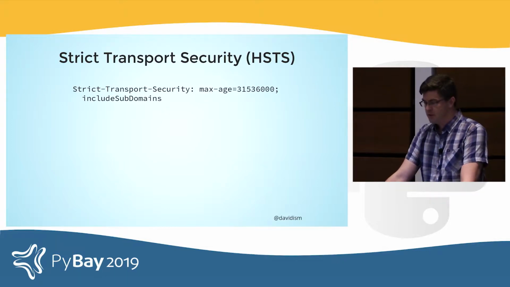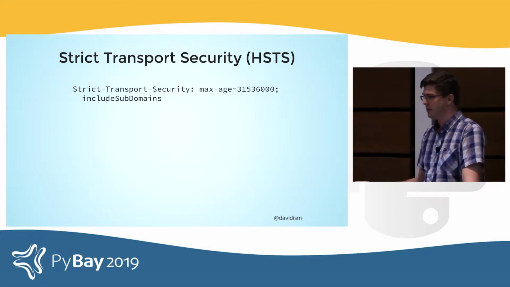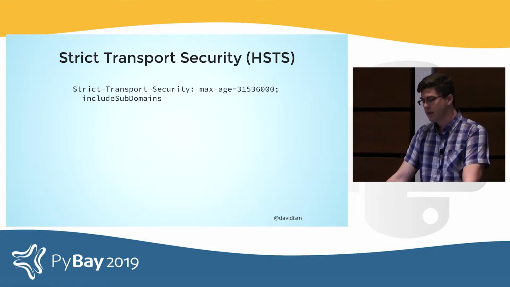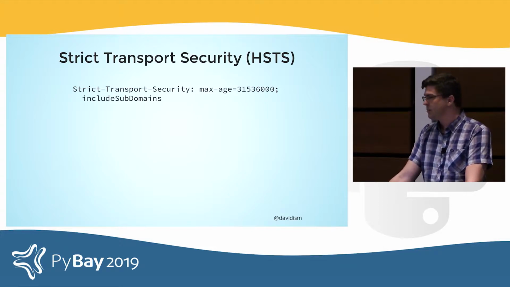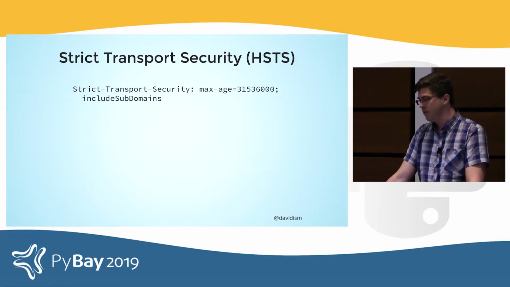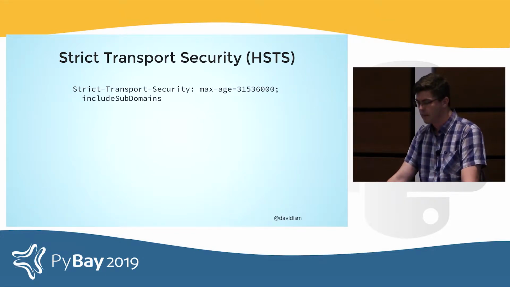So the strict transport security header tells the browser to only access the site over HTTPS, even if the user types in HTTP. It won't even wait for the redirect. It'll just automatically rewrite the URLs. And in this case, it's going to remember to do that for a year in seconds, and it's going to also remember to do that for subdomains. So if you have example.com and api.example.com, they're both going to always use HTTPS when they're accessed.